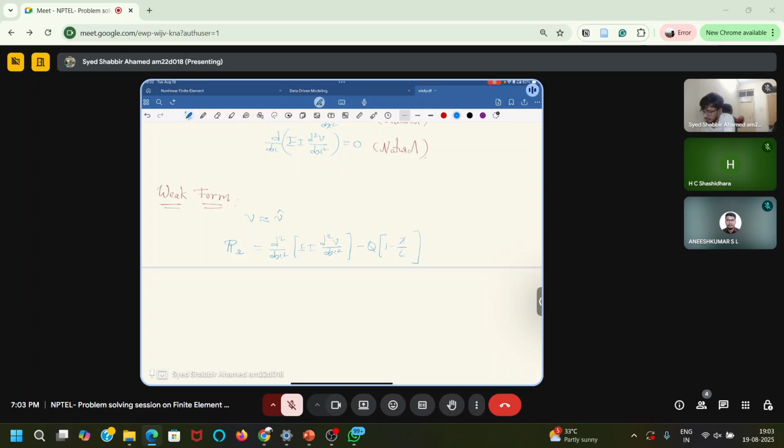minus q into 1 minus x by L. So this is my residual because, sorry, this is V cap. Because the solution which we are assuming is approximate, this is not becoming zero. So there will be some residual which is left and we have to somehow minimize it so that we go near to the exact solution. That is our goal.